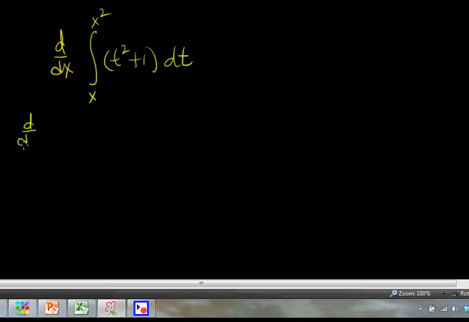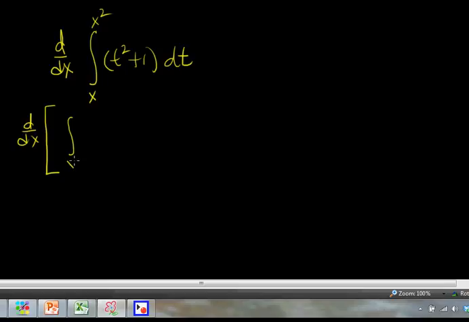Okay, so here's a tough one. How about if we were given the derivative with respect to x of the integral from x to x squared of t squared plus 1 dt. Well, this doesn't look exactly like the fundamental theorem because we have a lower limit of x, but we could break this into functions that we could use the fundamental theorem to differentiate. So I'm going to rewrite this as the derivative with respect to x of, and I'll just pick any number I want, I'll pick 0.